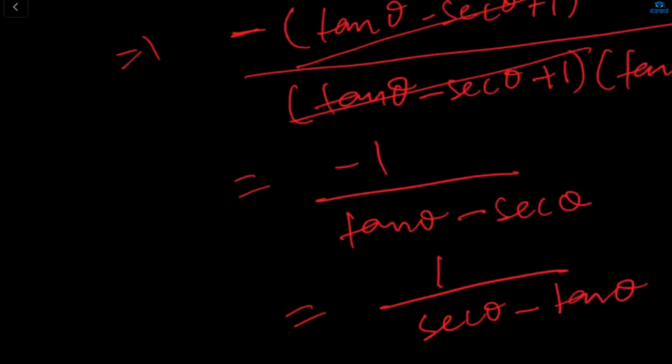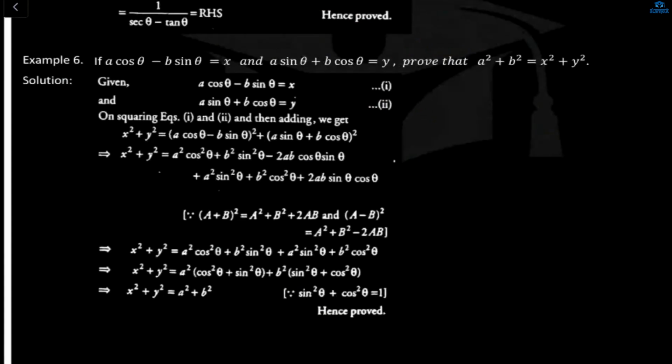Okay, good. Now let's see some more questions. Example number 6: if a cos theta minus b sin theta is equal to x, and a sin theta plus b cos theta is equal to y, prove that a square plus b square is equal to x square plus y square. Let me copy it first.